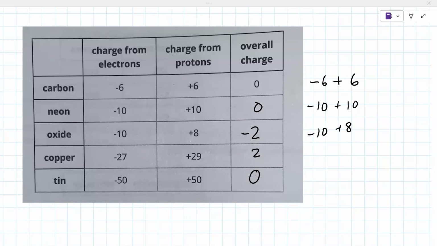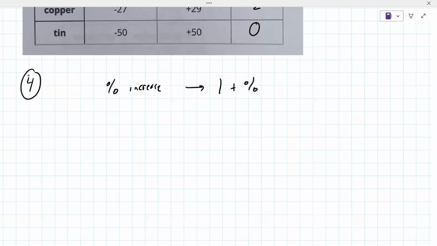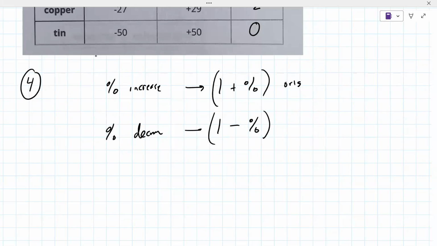Okay, so to do number 4, we're going to just quickly talk about percent increase and decrease. So percent increase is always 1 plus the percent, and percent decrease is always 1 minus the percent. And then you typically multiply this by the original amount.